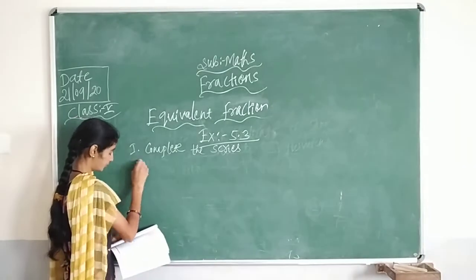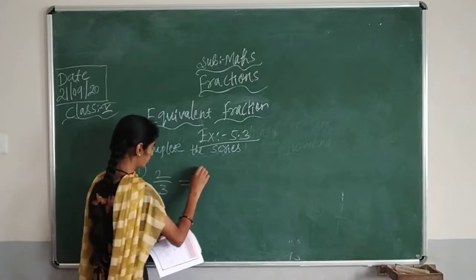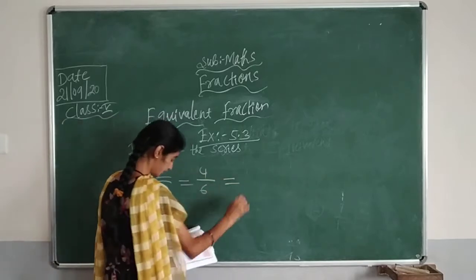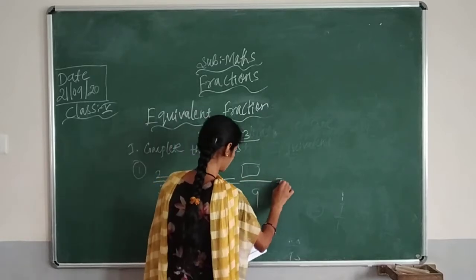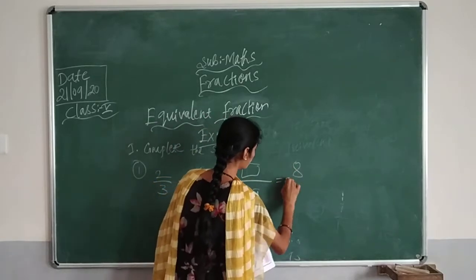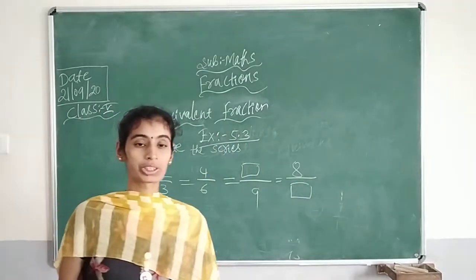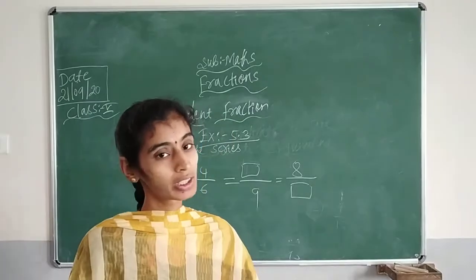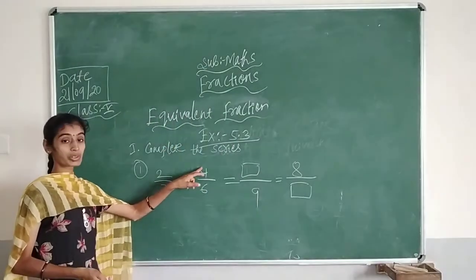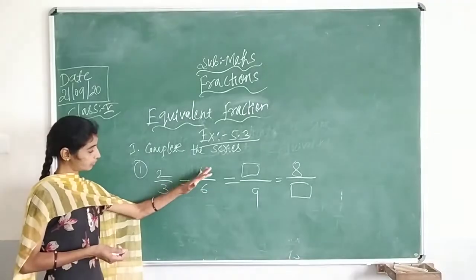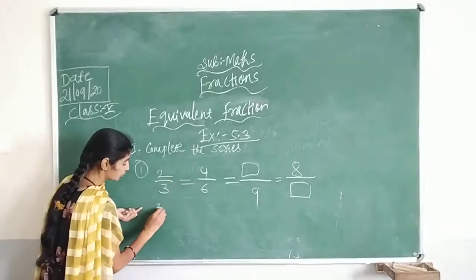So in that first question, it is 2 by 3 is equal to 4 by 6 is equal to an empty box, then they have given 9, then 8, then an empty box. So I told you, children, how to get the equivalent fraction. Yes. So the first time, how have they got 4 by 6? Yes. So they took this number 2 by 3.